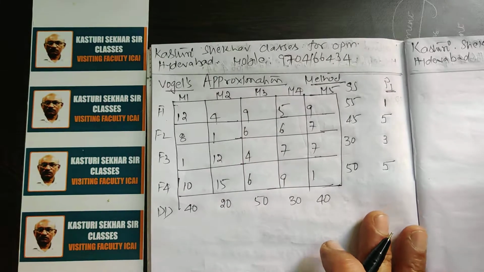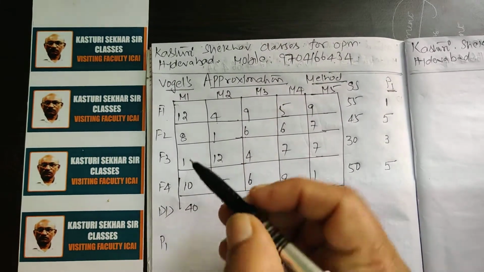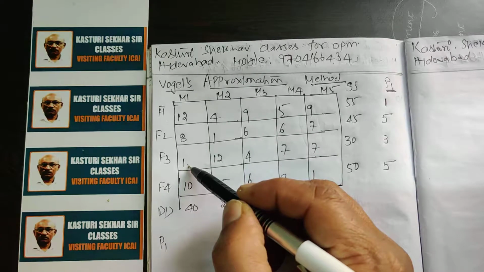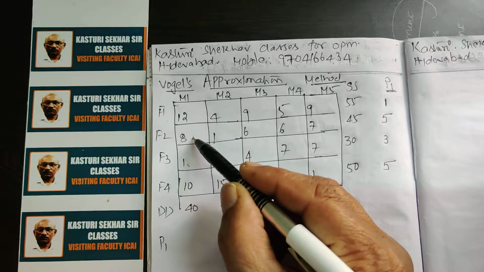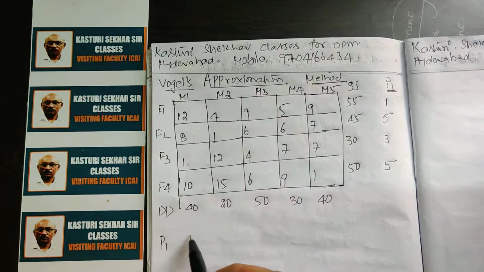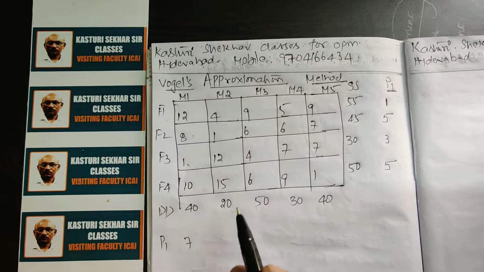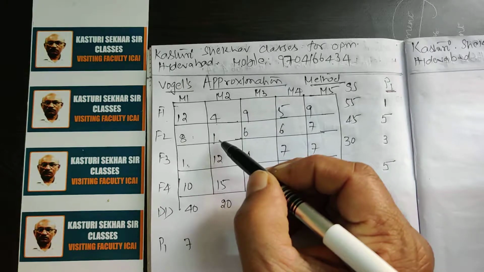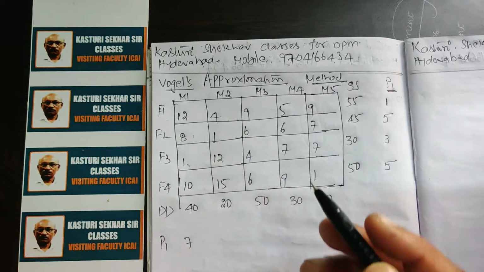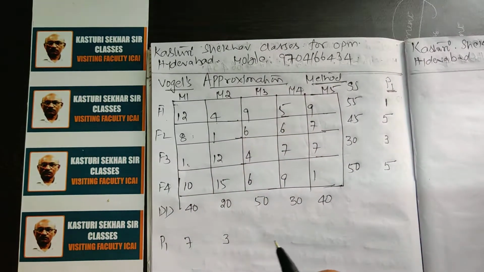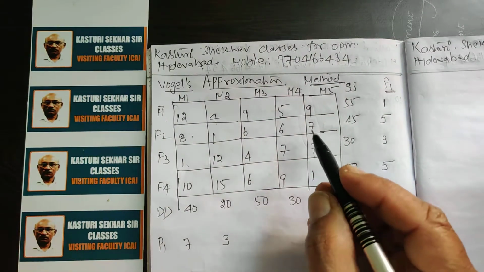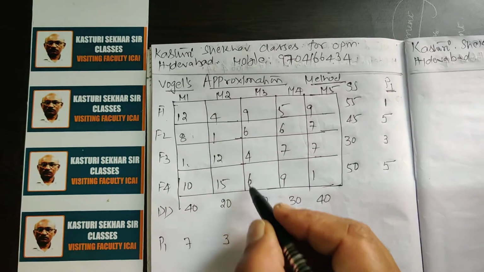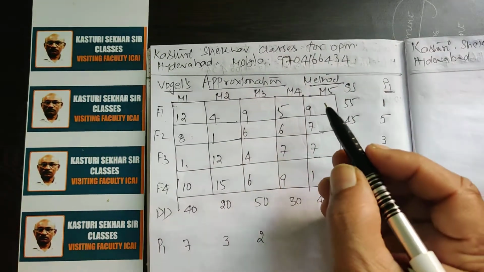Let us move to column wise penalties. In the first column, least value or lowest value is 1 rupee. Second lowest is 8 rupees. 1 and 8 difference is 7 rupees. Second column, lowest value is 1 rupee. Second lowest value is 4 rupees. 1 and 4 difference is 3. Third column, lowest value is 4, second lowest value is 6. 4 and 6 difference is 2.